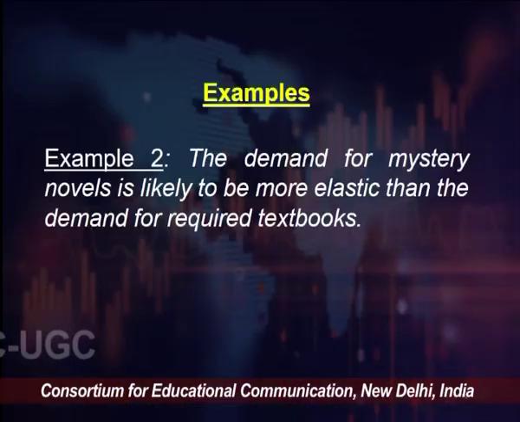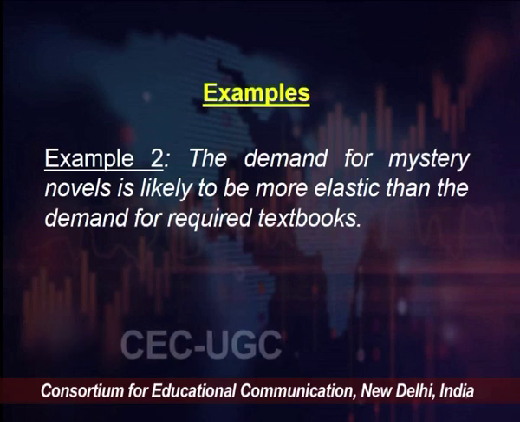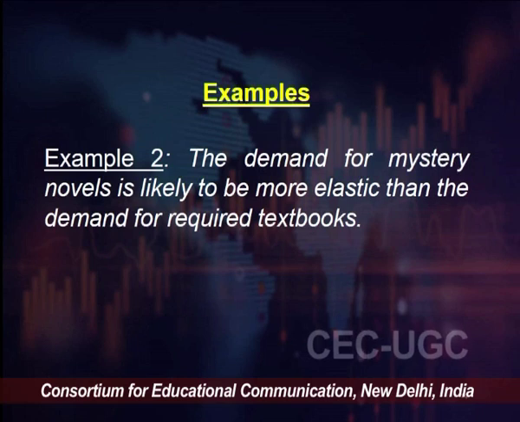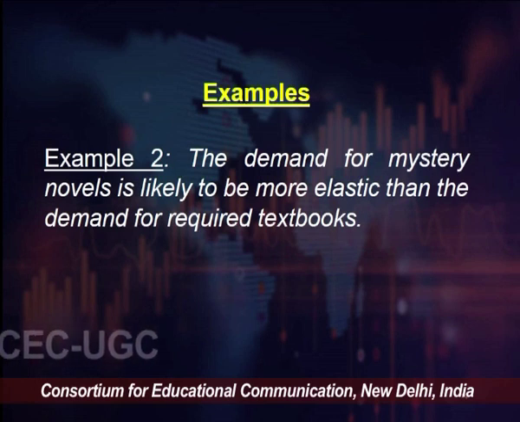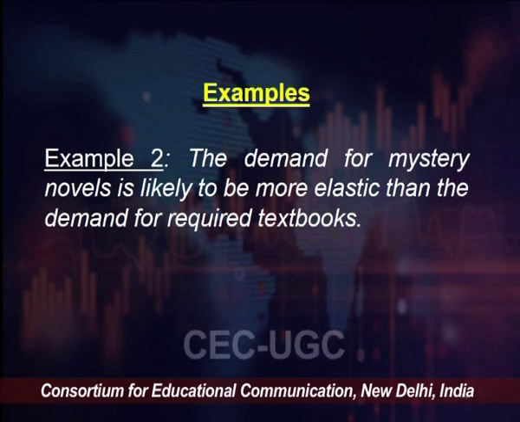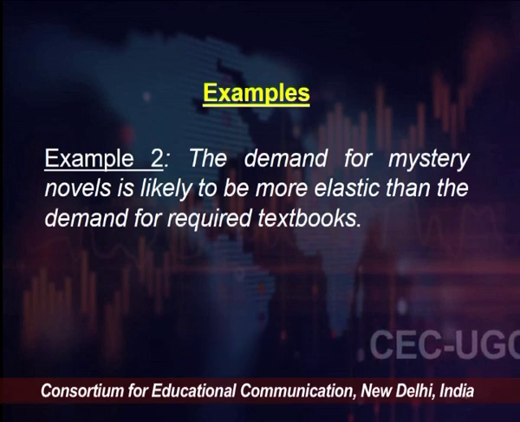Similarly, you might find a statement like this, which I've borrowed from the Mankiw book for microeconomics. This says that the demand for mystery novels is likely to be more elastic than the demand for required textbooks. Required textbooks would have a demand which is typically inelastic, because you won't be able to find any substitutes for required textbooks, whereas you might be able to find other alternatives for mystery novels. So you would expect the demand for mystery novels to be more elastic.